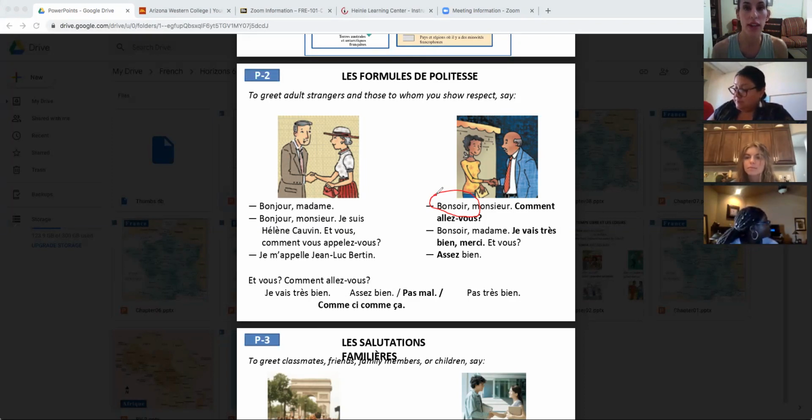Another greeting that you might hear people say is salut. Répétez, salut. Where is that at? It's not on here. That's why I'll have a handout ready for you. Salut. Let me see if I can type it in for you. Salut. It means hello. Salut. All right.